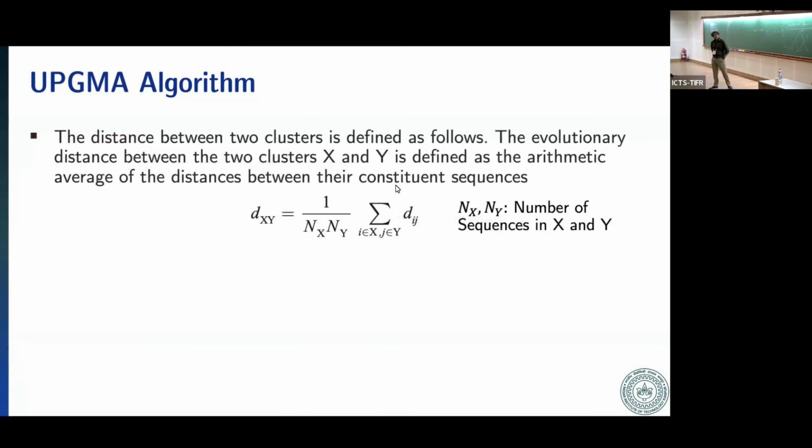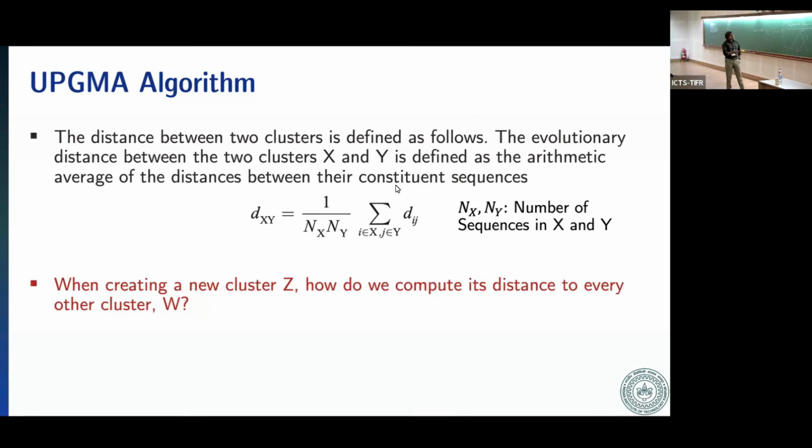So now the question is, when we are merging two clusters, then we are also going to compute this kind of distances, right? So the evolutionary distance between two clusters X and Y, how are we going to define it? It is nothing but the arithmetic average of the distances between their constituent sequences. So if nx is the number of sequences in cluster X, and ny is the number of sequences in cluster Y, this is how we are going to compute the distances after merging, right? This is the new cluster that we are talking about.